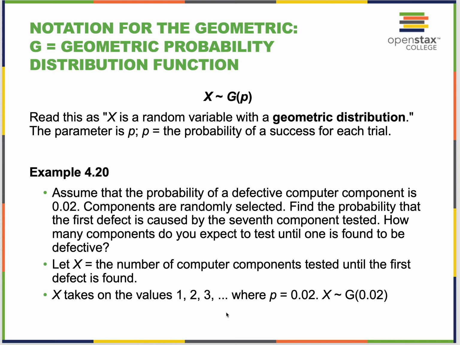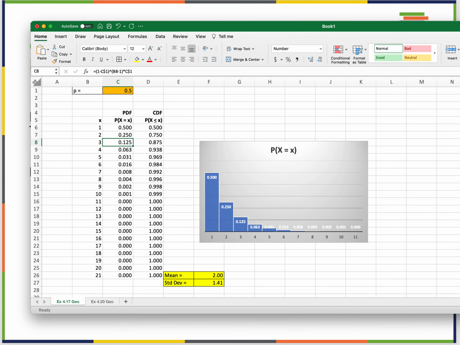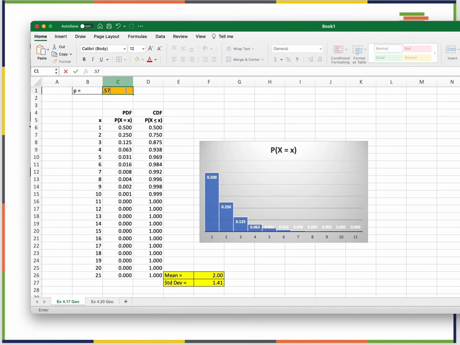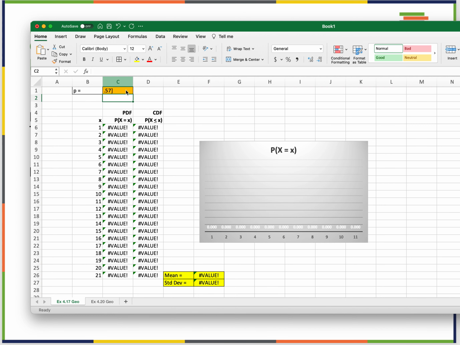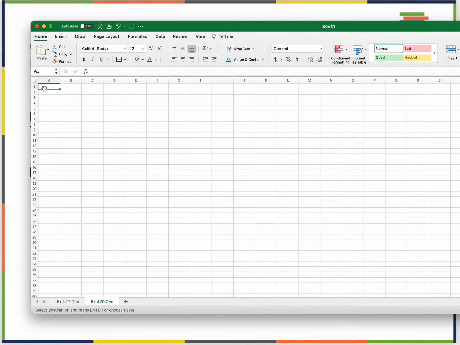Well, what would I do here? This is example 4.2. So why don't I go back here and create one, example 4.20. And again, it's geometric. And what do I want to do? I think I want to copy all this thing over. Because this 0.57 here is this problem. So why don't I just copy this whole sheet? Copy. And I'll paste it here.